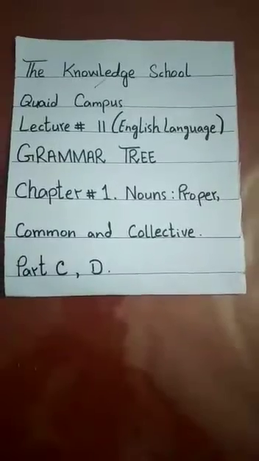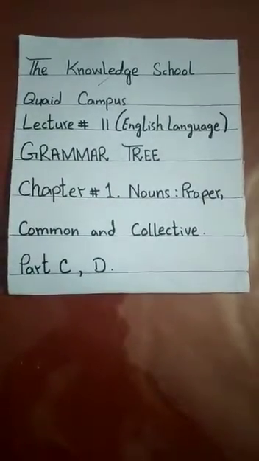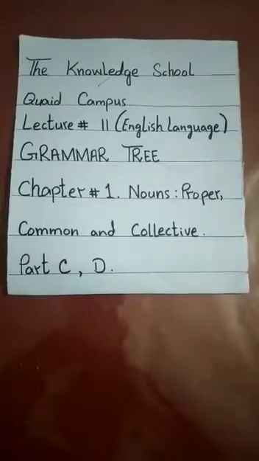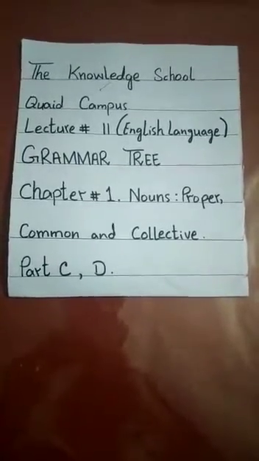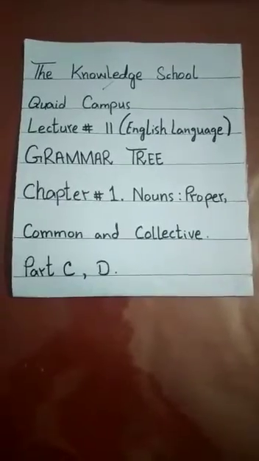Language from the book Grammar Tree, chapter number 1, Nouns, Proper, Common and Collective. Part is C and D. So students, your part A and B we have completed in the class, and now moving to your part C.